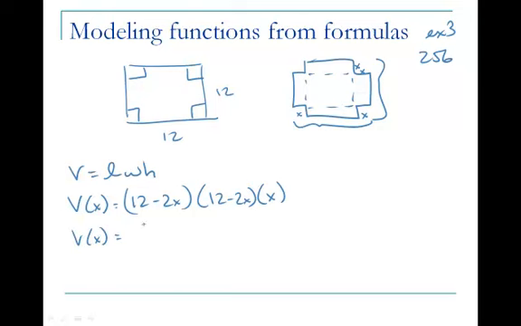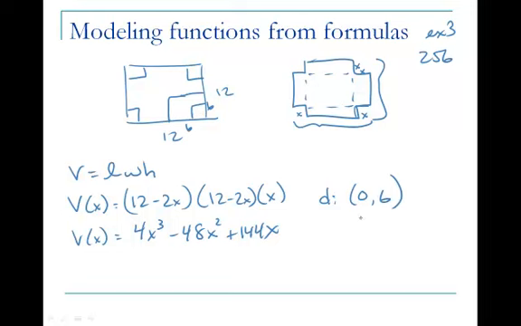Alright, if you got the answer of 4x cubed minus 48x squared plus 144x, you did a great job. We've got to think about domain here. The domain is the possible x values. x cannot be less than 0, because I have to cut something out of the box. What's the biggest square I can cut out of a 12 by 12? Something less than 6 by 6.